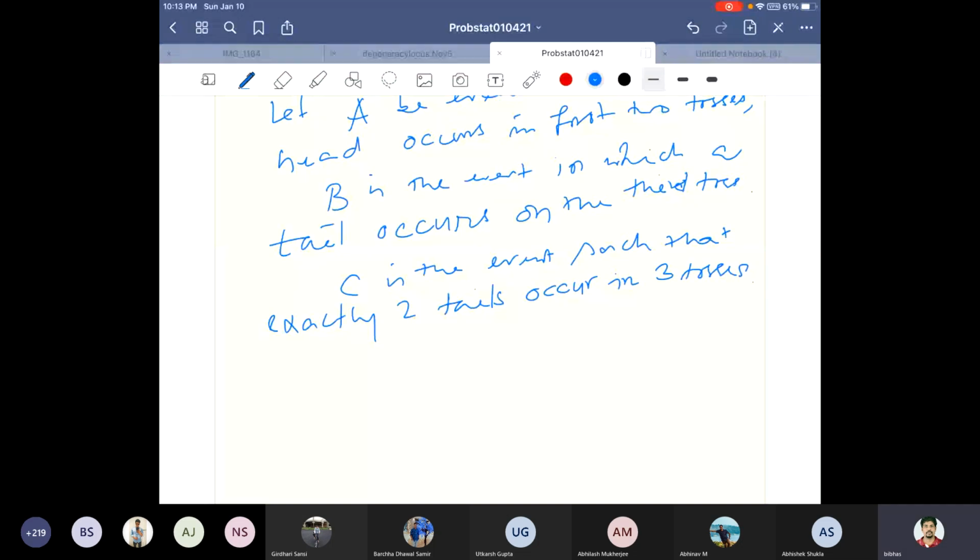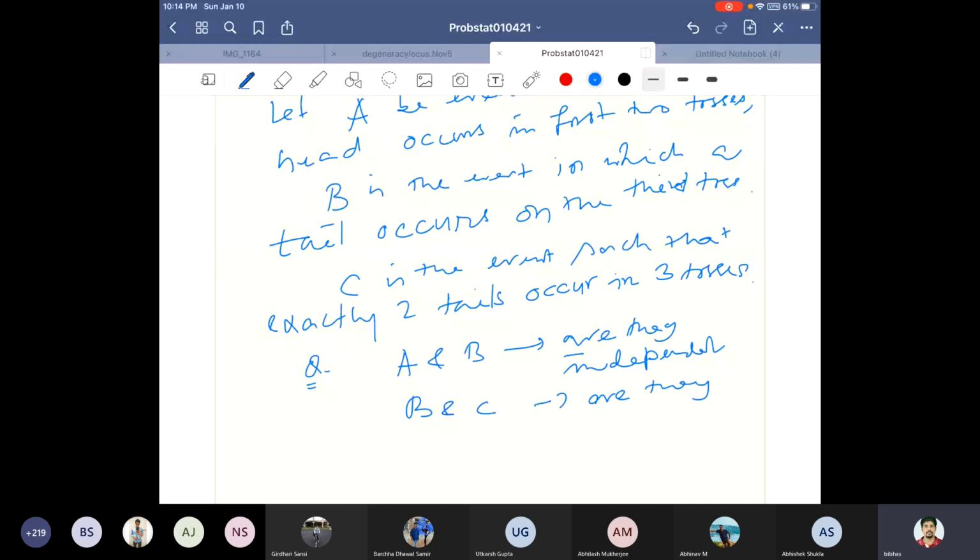So my question is now, are these events, let's say A and B, independent? Or maybe let's say B and C, are they independent? If they are not independent, they are called dependent. Are they independent? That's my question.